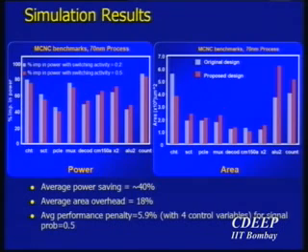Average area overhead in this particular case increases, that was almost 20%, really because of the fact that I have less sharing now, right? And the average performance penalty in all these cases with 4 control variables was about 6%.